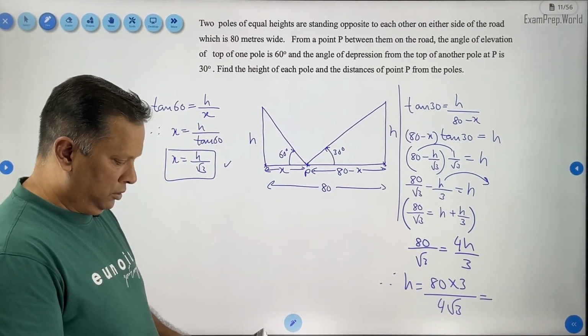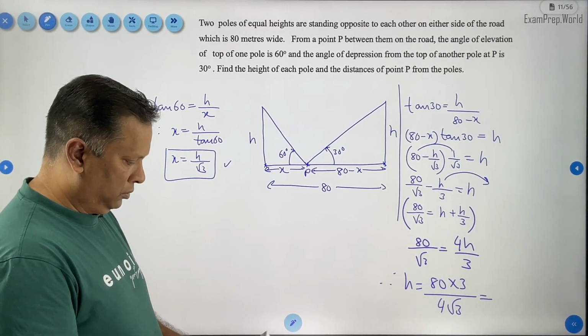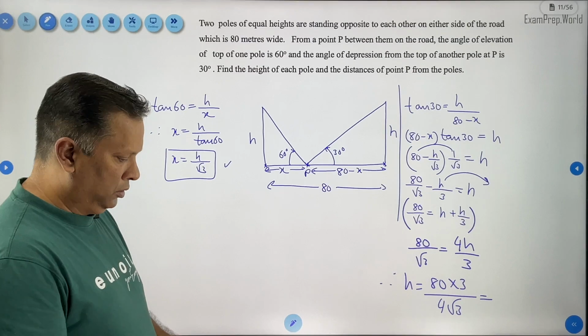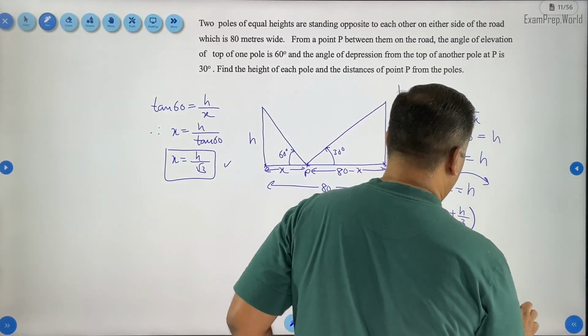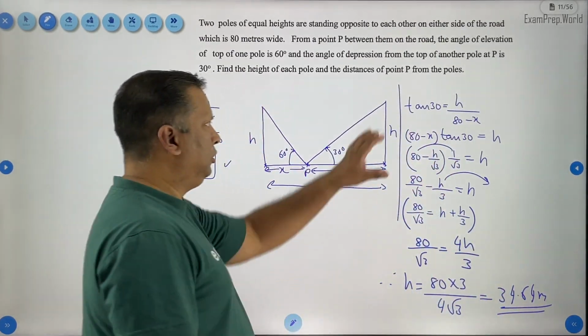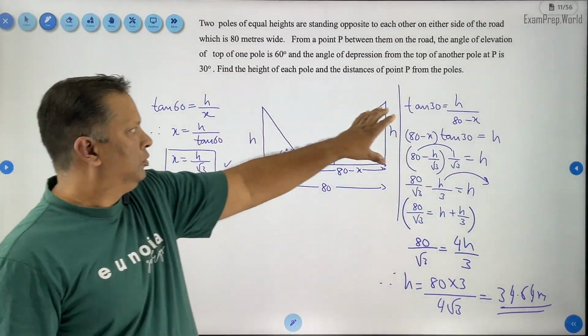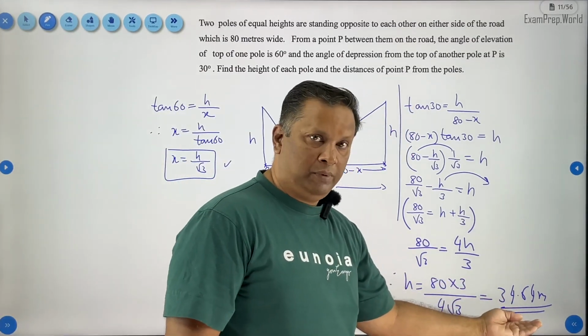80 times 3 divided by 20 root 3. Answer is 34.64 meters. So what is the height of our poles? The height of the two poles which are on the other side of the road is 34.64 meters.